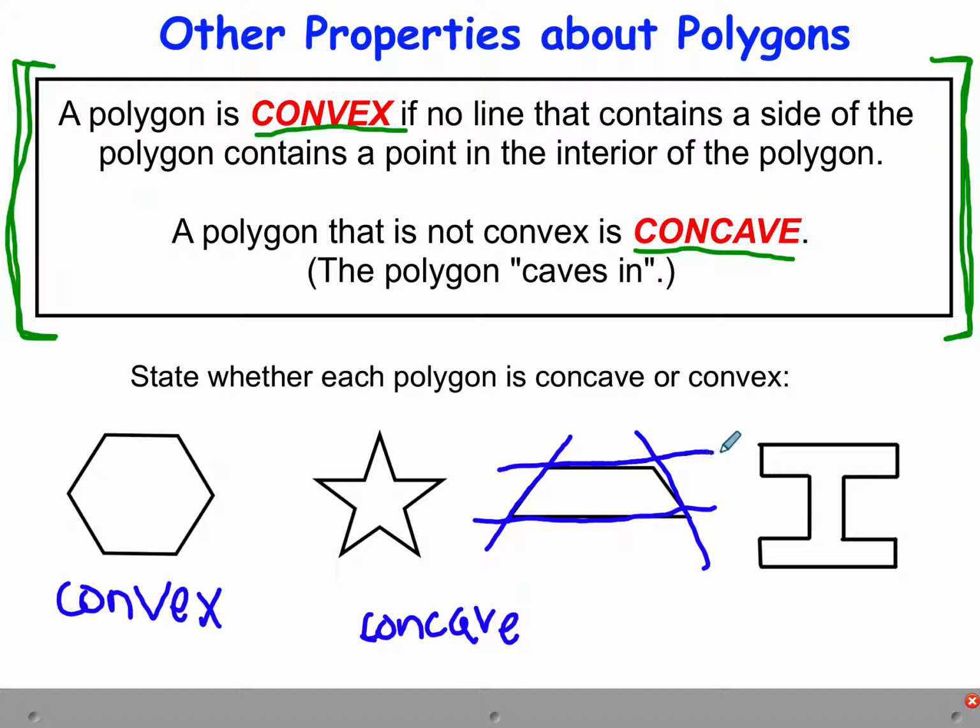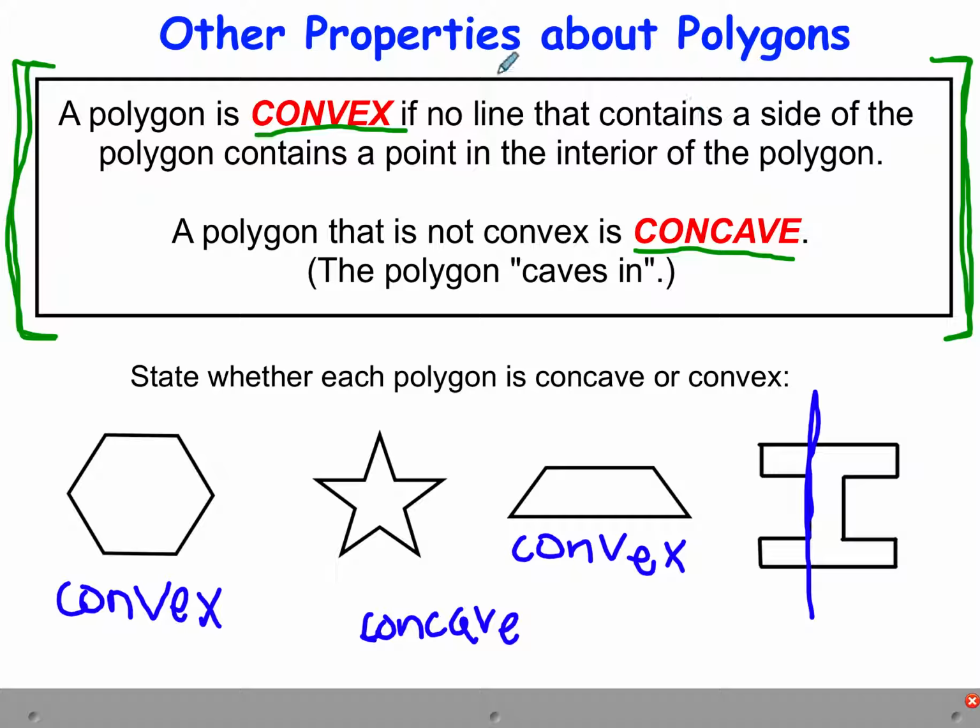And that one does not. Because none of those lines that contain the sides of the shape goes through the shape, then we know that this is a convex polygon. And right here, if I draw the line that this side is a part of, you can see that that line very clearly goes straight through the shape. And this polygon is concave because it caves in.